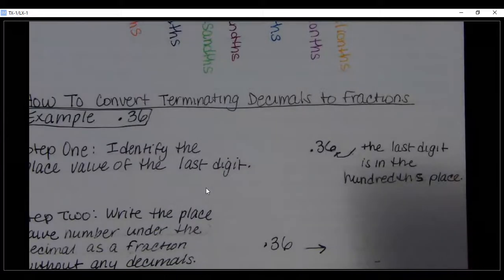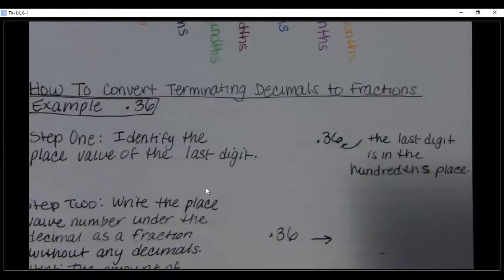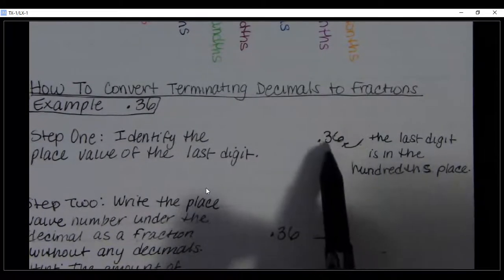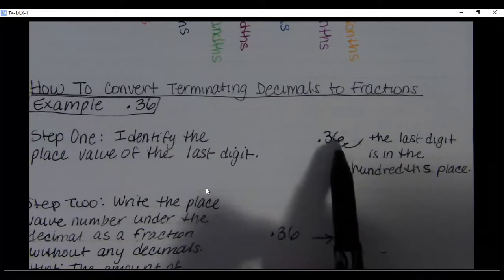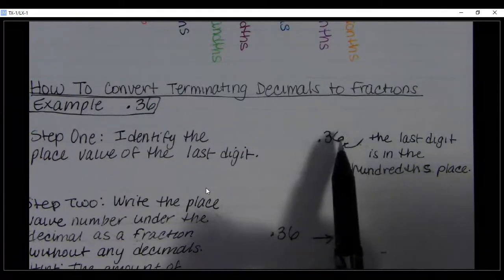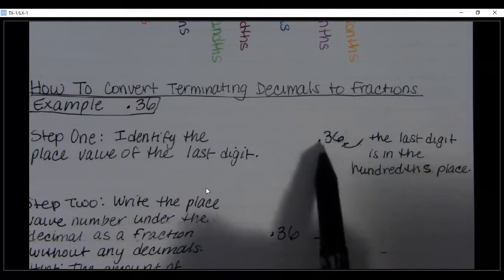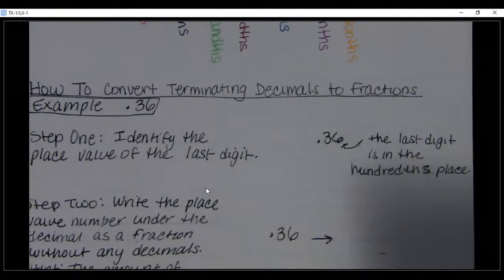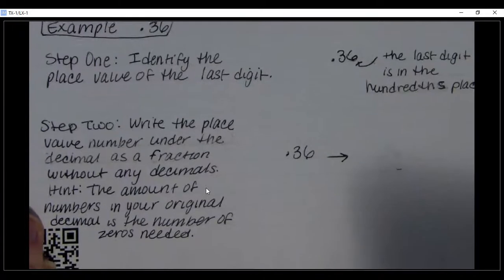That is going to be our first step of converting terminating decimals to fractions, but that also helps us pronounce it. When we're pronouncing it, we're going to read 36 as we normally would, but then we're going to say hundredths at the end. So decimals really focus on that last place value. This decimal right here would be pronounced as 36 hundredths. So we did our step 1. We can move on to step 2.